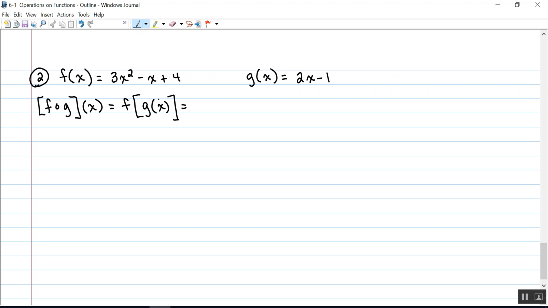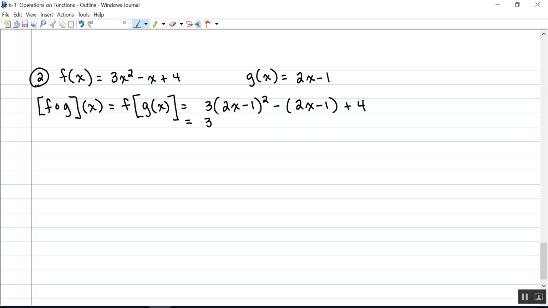So what I need to do is take g of x, in other words, this expression here, 2x minus 1, and put that into f everywhere I see an x. So that's going to be 3 times, not x, but g of x, (2x minus 1) squared, minus g of x, plus 4. So the idea is I'm basically taking g of x, this whole expression right here, and plugging it into f everywhere I see an x. Now I just need to simplify this.